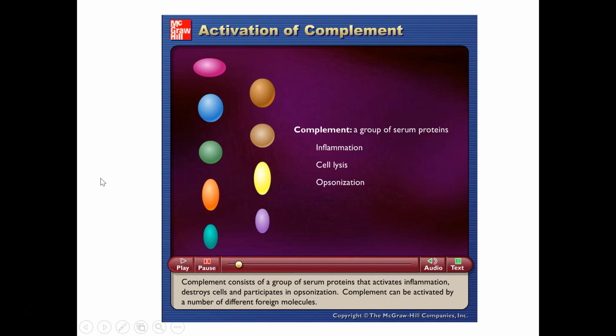So, a whole bunch of serum proteins, so they're found in your blood, right? In the liquid phase of your blood. Most of them are named C for complement and then a number. And it's actually the order in which they were discovered, not necessarily the order in which they're activated. Although we're only going to cover a small portion of this, we're going to highlight it.